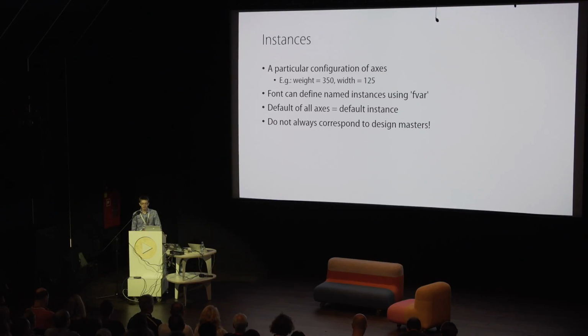The default of all the axes is referred to as the default instance. This is called out because when all of the axes are at their default value, that means that no modification is made to the outline. So that corresponds to that single set of outlines mentioned by Peter that is in the font. And that also corresponds, for historical purposes, to all of the unmodified metrics in the font. So like the OS/2, the head table, all these things have font-wide and glyph-specific values, and that corresponds to the default instance.